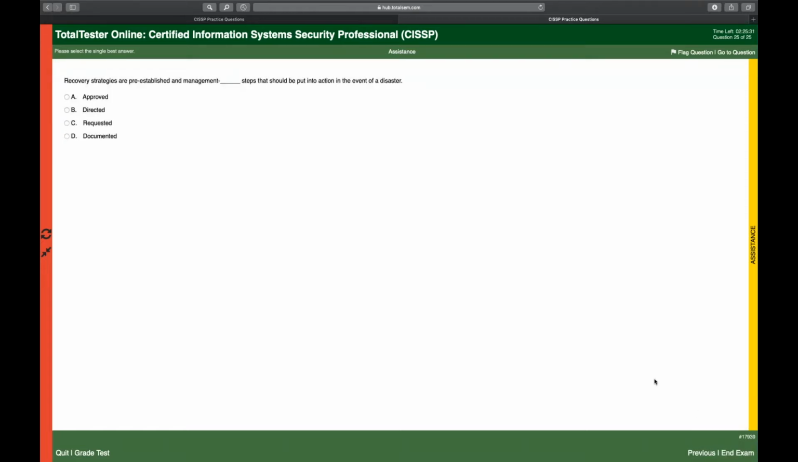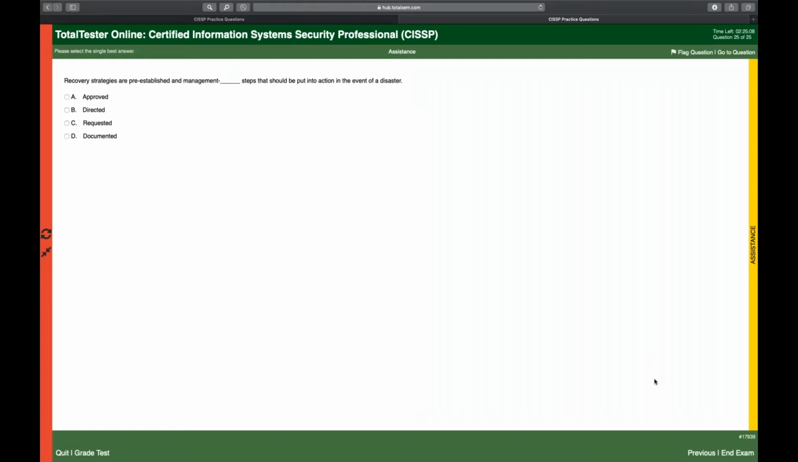And then 25, recovery strategies are pre-established and management-blank steps that should be put into action in the event of a disaster. Recovery strategies are pre-established and management-blank steps.